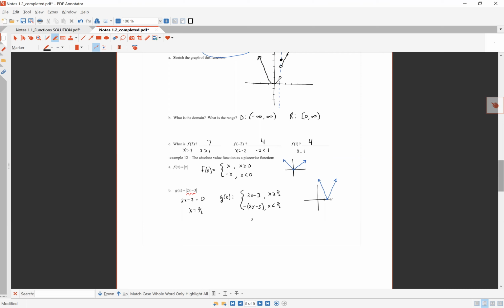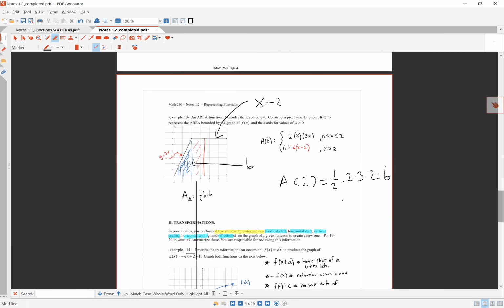And so for x greater than 3/2, the absolute value of 2x minus 3 is just 2x minus 3. For x less than 3/2, that's where 2x minus 3 would be negative, we use the formula minus the quantity 2x minus 3. So this one might be a little bit more interesting.